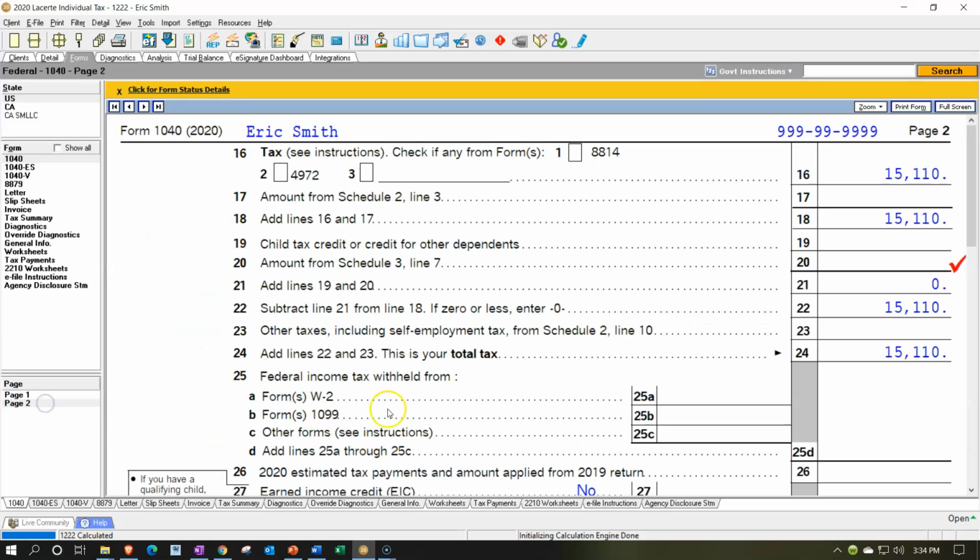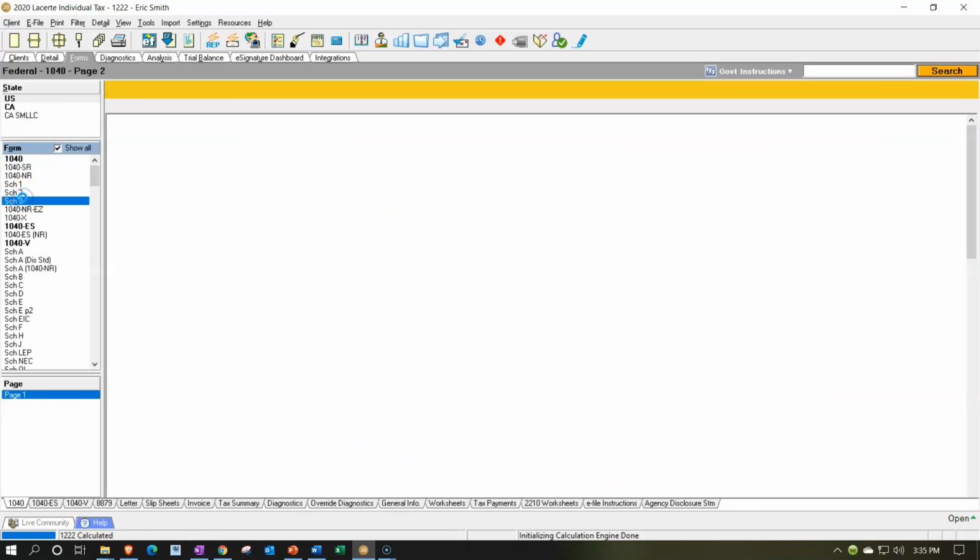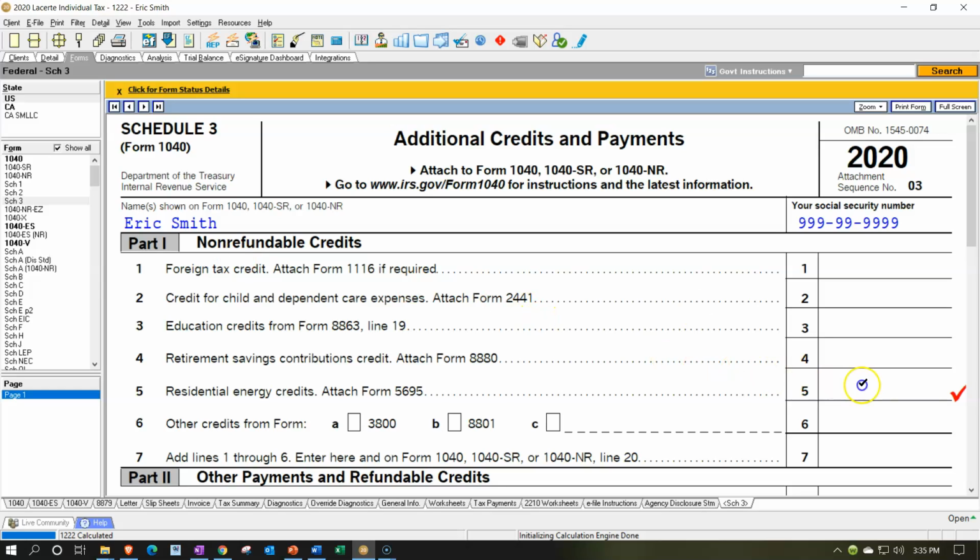Page 2 then, where our focus will be, is on the credits that will be applied here. So we have the tax being calculated at $15,110. We're looking here on line 20, which is where the credit will be. It's going to be pulled from Schedule 3, line 7. So if we then go to Schedule 3, line 7, which doesn't have anything in it yet, we're going to say Schedule 3, line 7 is going to be here.